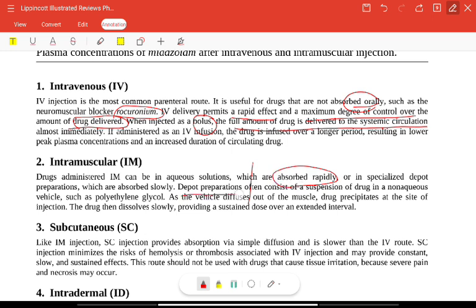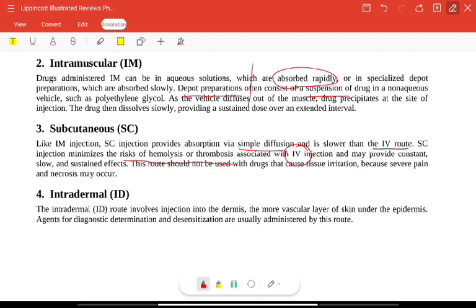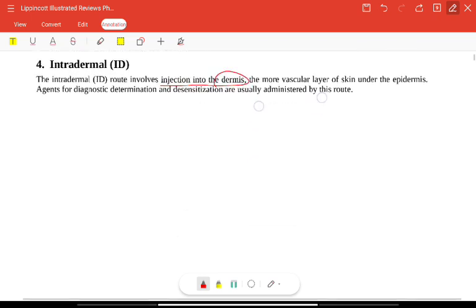Now, depot preparations often consist of a suspension of drug in non-aqueous vehicles such as polyethylene glycol. Subcutaneous injections are absorbed via simple diffusion. These two, IM and SC, are slower than the IV route. These injections minimize the risk of hemolysis or thrombosis, which are associated with IV injection. Intradermal is injected directly into the dermis.